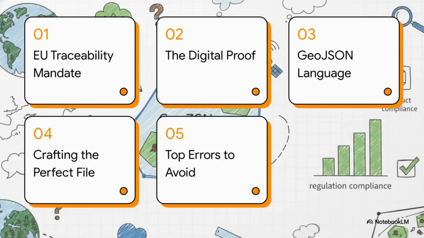So here's our roadmap for this explainer. First, we'll look at the why, the EU's new traceability mandate. Then we'll get into the what, the geolocation data that acts as the digital proof. We'll cover the specific language they require, which is GeoJSON, and then we'll get practical, how to build the perfect file, and, just as important, the biggest mistakes you need to avoid.